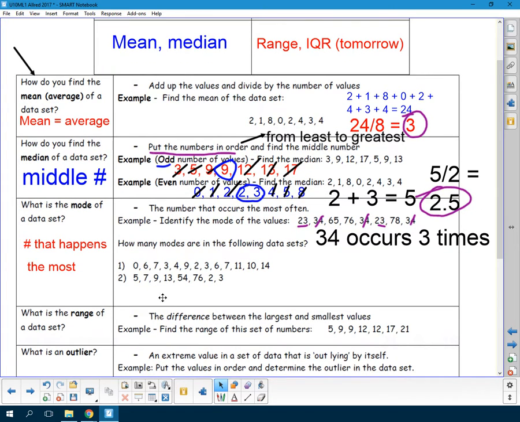Edpuzzle is going to ask you how many modes. So how many modes are in the following data set? It's going to ask you about number 1 specifically. Tell you the number of modes in that data set.